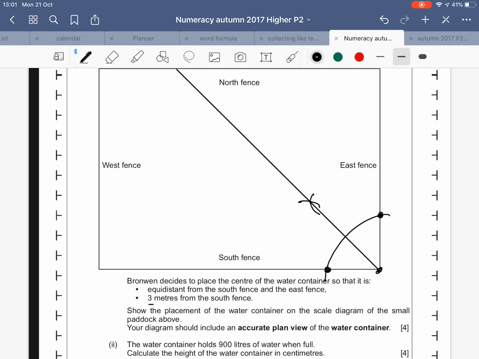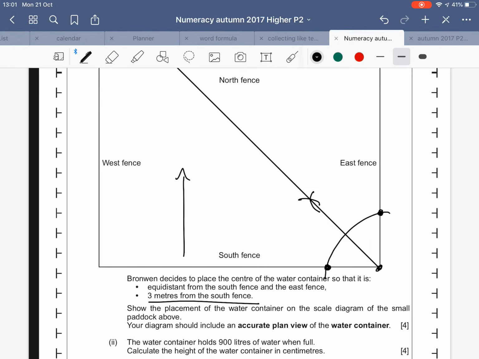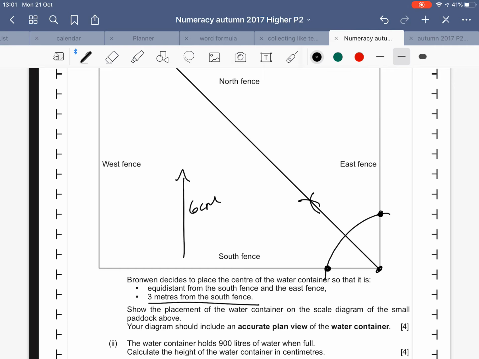It's also 3 meters from the south fence. So because it's 2 centimeters to 1 meter, that's 6 centimeters up, and draw your straight line. That's the center of the water container right there.